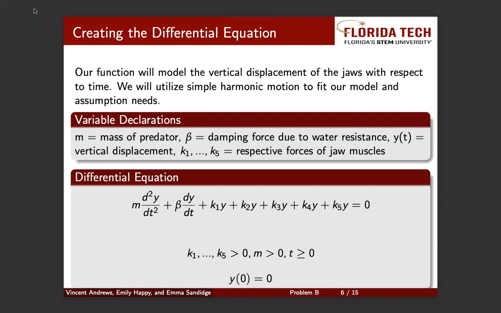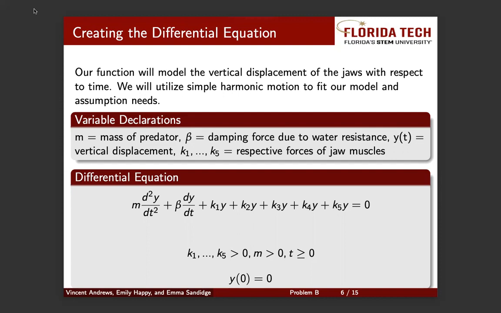The following variables will be used in the equation. M is the mass of the predator. Beta is the damping force, which in our case is due to water resistance against the jaws. Y of t, our function, measures the vertical displacement. And the variables K1 through K5 are the respective forces of the jaw muscles.